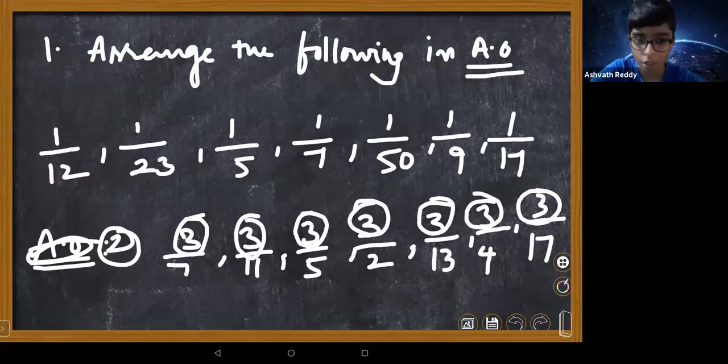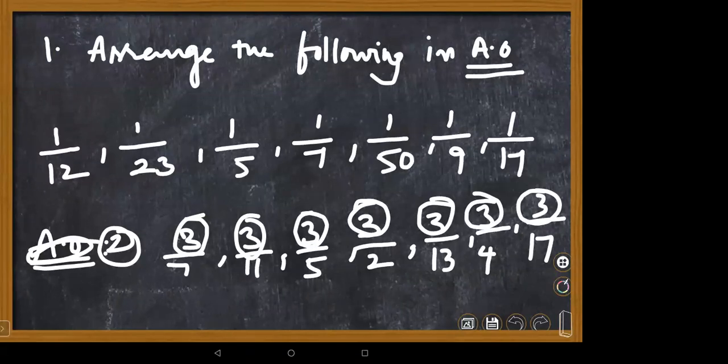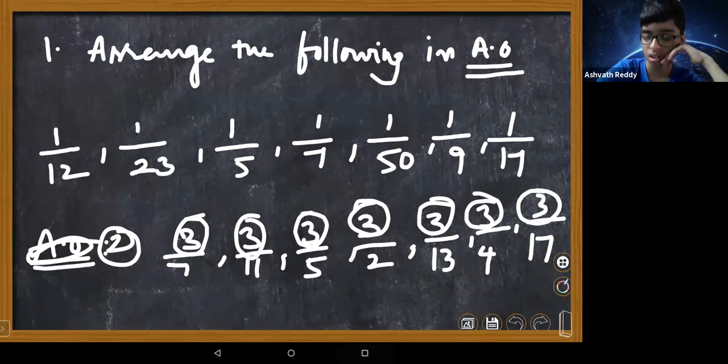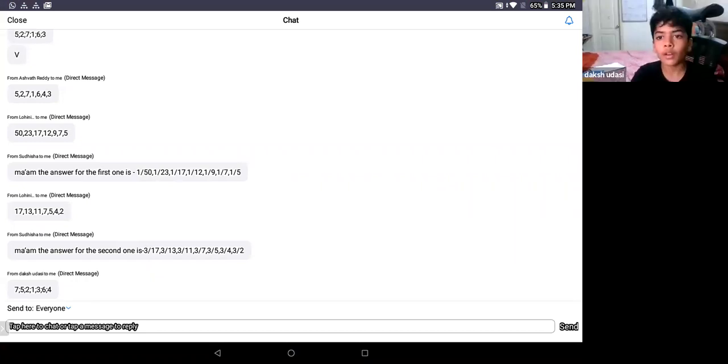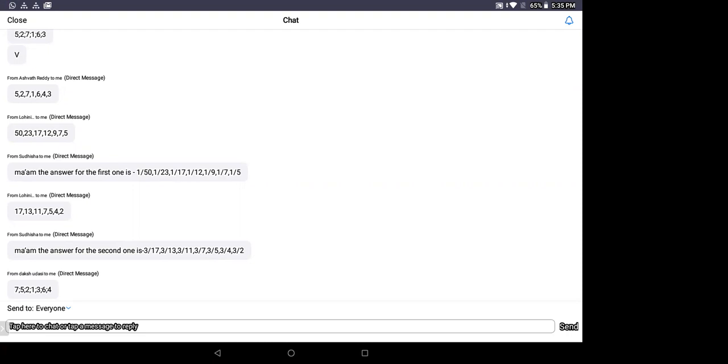Can you check mine? Okay, just a minute. That is wrong. Descending order, right, ma'am? Yes. Descending order means the largest one will be first, like 3 by 2 will be the biggest one. Daksh, I thought that was wrong.